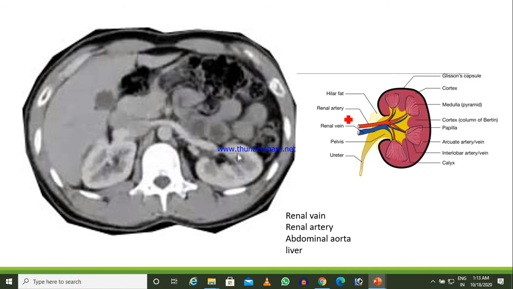Now you see, this is the right kidney, and this is the liver. You see, the liver is seen, and this is the abdominal aorta. Now this is the axial image. So if you take the mirror image, this vessel will go to the top. So this is your renal vein, this is the renal artery, and this is the liver. Okay, this is the axial image.